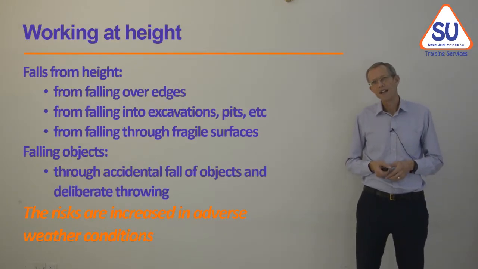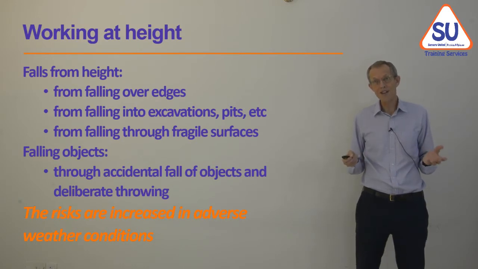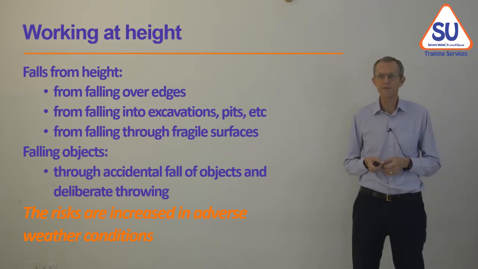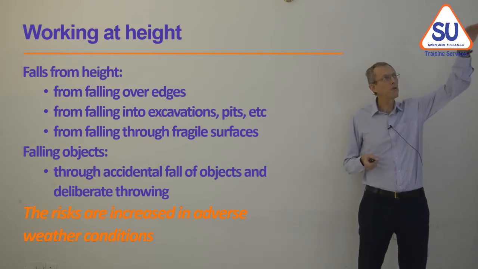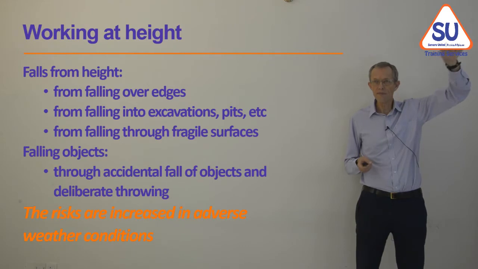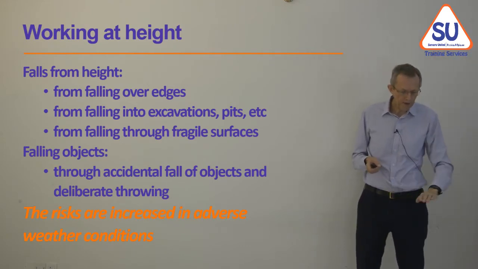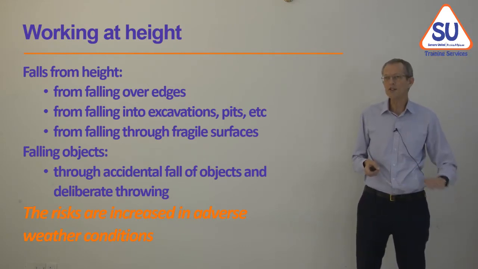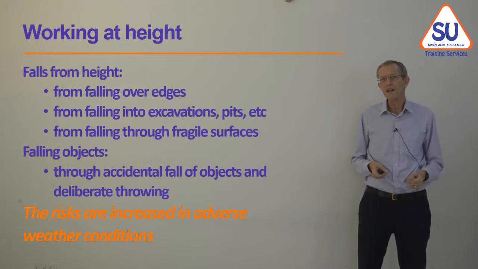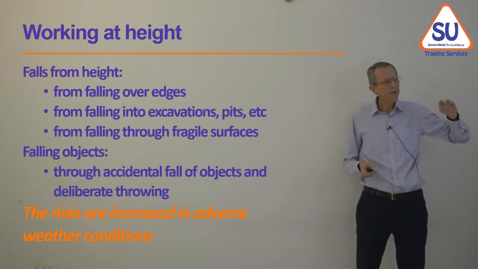Working at height. Now this is the single most common cause of deaths in the workplace. So we need to think about work at height carefully. So we can fall from height over an edge. We can fall from the ground level into a hole, like an excavation or a manhole or a pit. We can fall from fragile roofs.